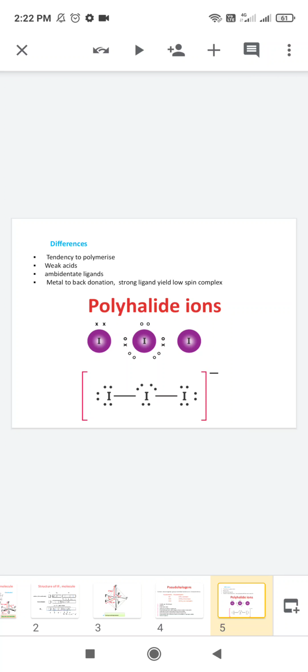Now, the halogens have a capacity to back donate electrons to the metal in organic molecules in coordination compounds, whereas the interhalogen compounds could not. The pseudo halogen compounds could not. And pseudo halogen compounds are strong ligands and they yield low spin complexes.